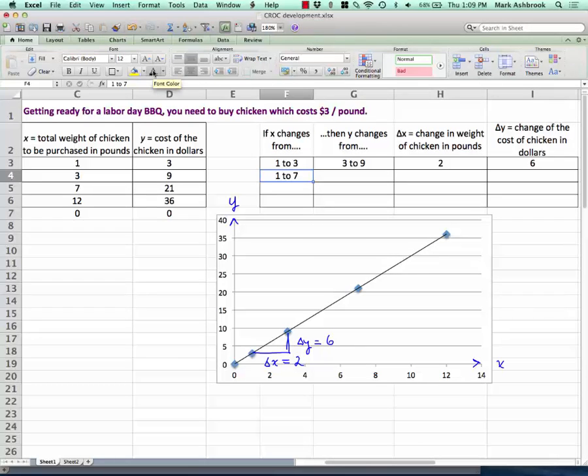All right, so 1 to 7. I want you to finish it. So how would you finish the row, and how would you represent it on the graph? Go. Finish the row, represent it on the graph. A change of x from 1 to 7.